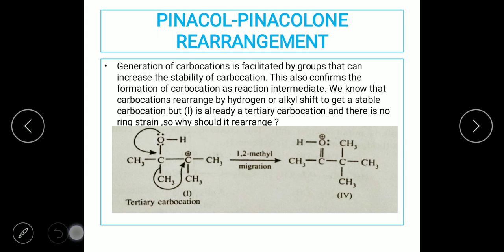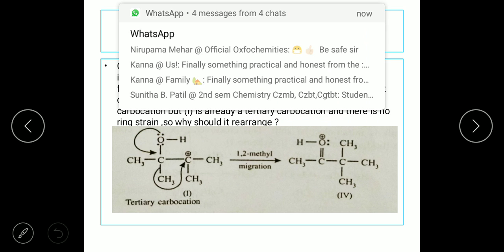So that's the reason why, this is how the mechanism for pinacol-pinacolone rearrangement works, because there is a presence of a heteroatom. And also the second reason is the octet configuration. It is more stable for an oxygen to give up its electrons to carbon rather than form a structure like 1. So this is the reason behind why there is a rearrangement, even though there is no ring strain, or even though there is a tertiary carbocation which is already present in the intermediate.